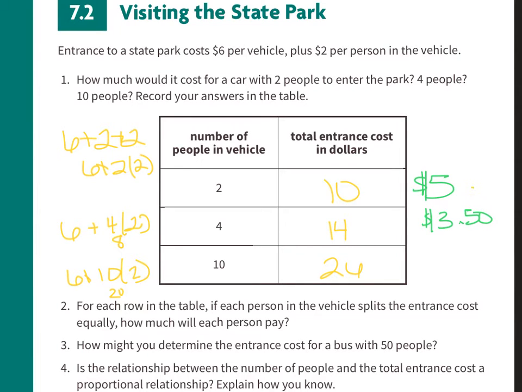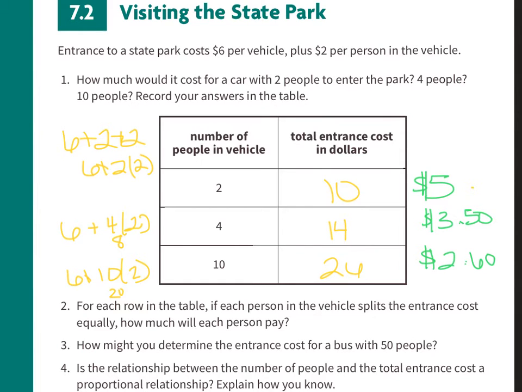And 10 people, 26 divided by 10 is 2.6. We need to add a 0, so $2.60. So if you notice, the more people you have, the less money each person is going to pay. How might you determine the entrance cost for 50 people?